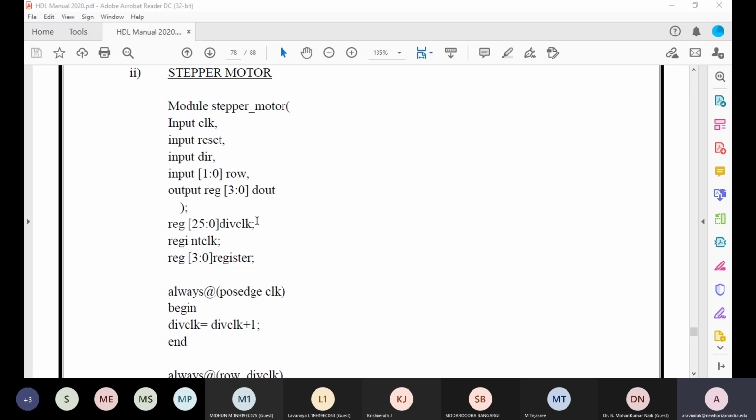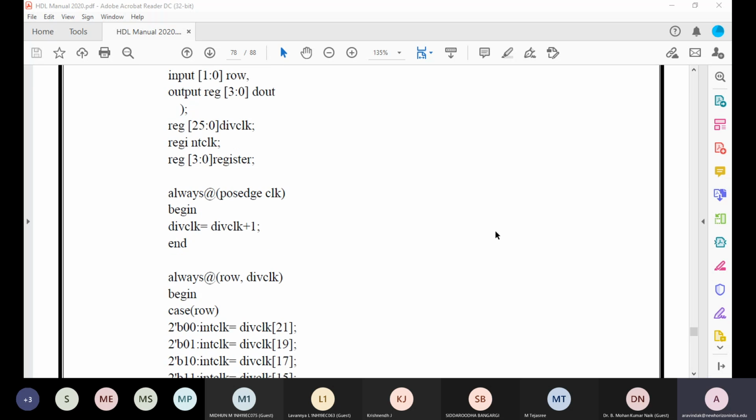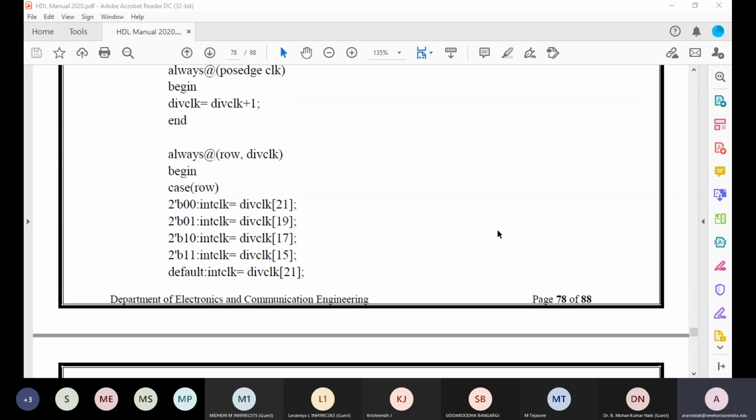Let us see what the div clock and int clock are used for. Again, we have these always blocks here. Always at positive edge clock, begin div clock is div clock plus 1. Means we are making this div clock divided by 2. So clock is 4 megahertz, div clock is now 2 megahertz.